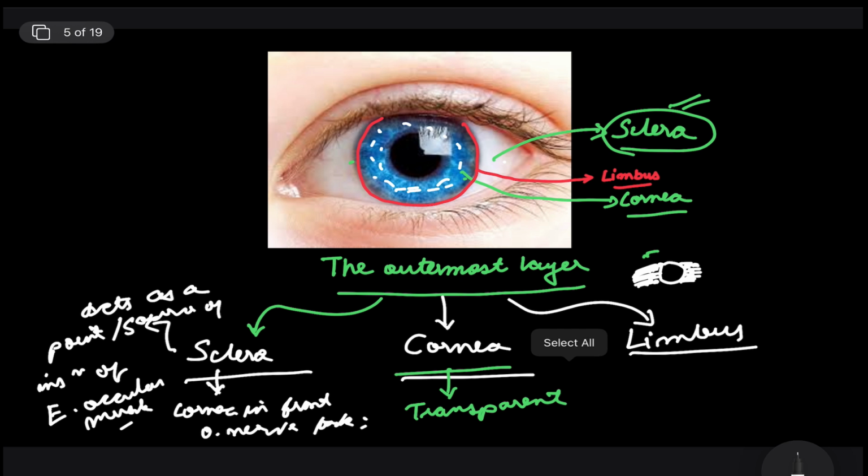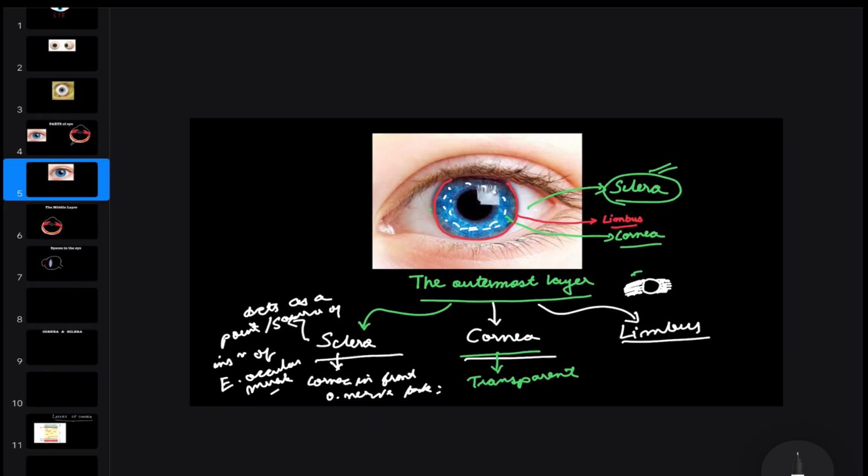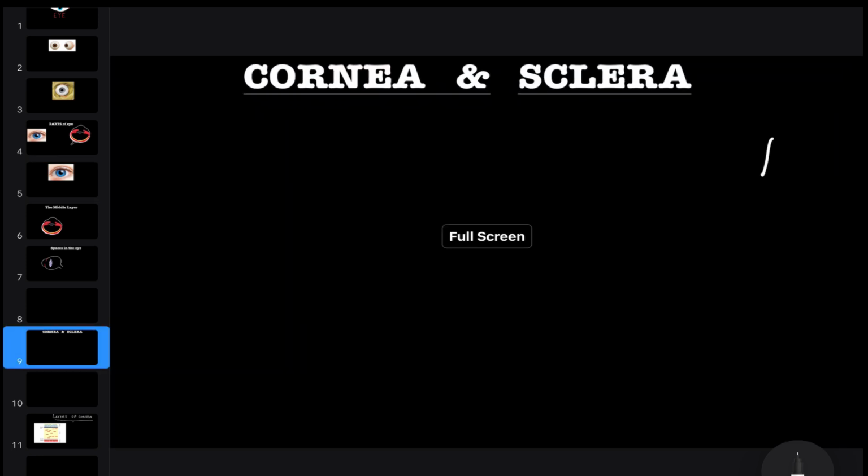So cornea is the transparent layer of the outermost covering of the eye. The outermost layer of the eye is also known as the fibrous layer. It does not have a fancy name as such. The middle layer overall is known as uvea. The innermost layer is known as retina. But the outermost layer overall is just known as the fibrous layer. It does not have a specific name. Okay, so now let's talk about sclera, or rather cornea. Yeah, let's start with cornea.